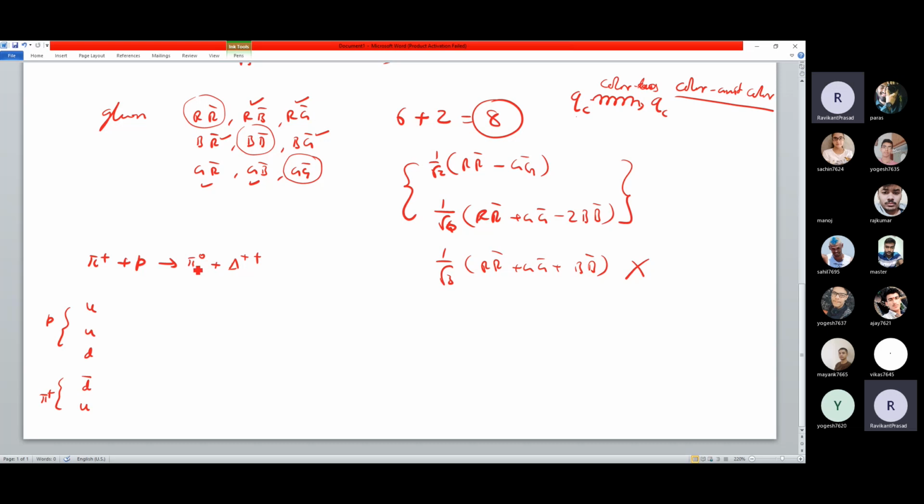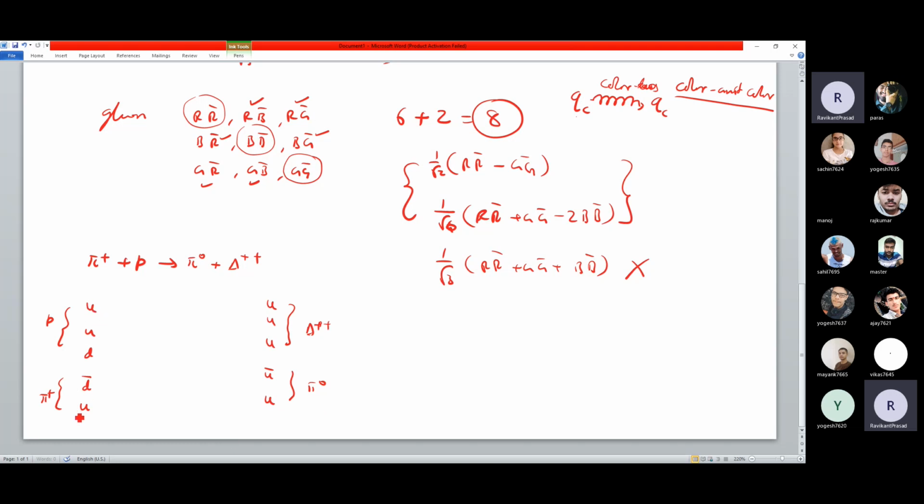Zero charge meson, which is a pi meson, and you are getting a delta plus. Delta plus is U and U. All the three are up quark only, and this meson is U bar and U. So this is at the end of the reaction, which is a delta plus plus particle, and this is actually a pi zero particle. So how the things are happening?